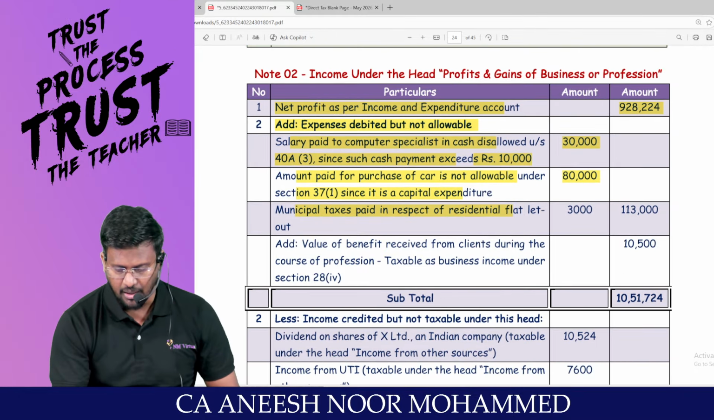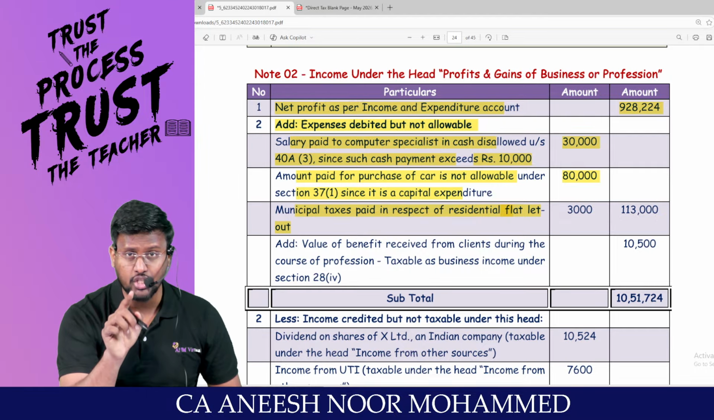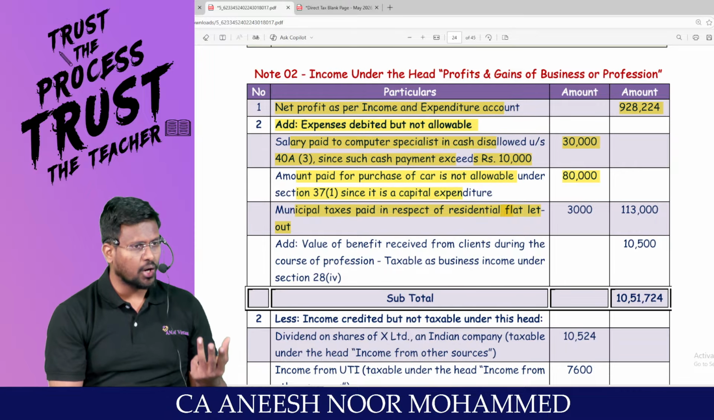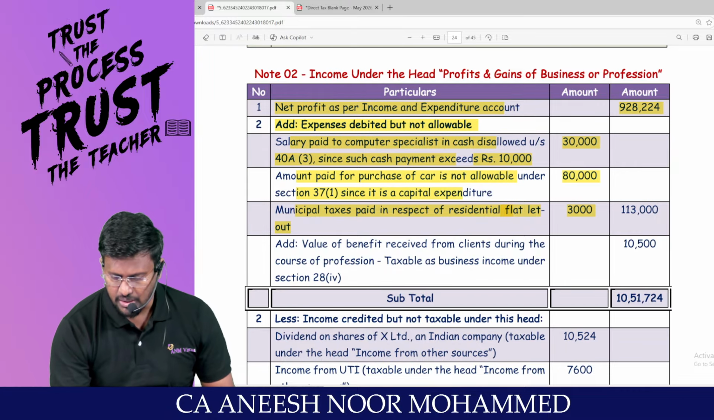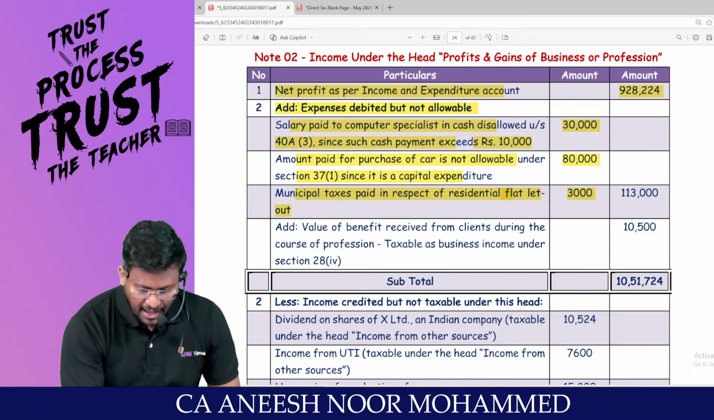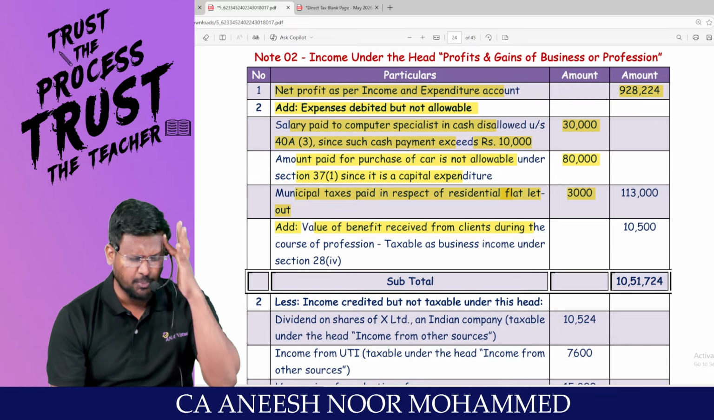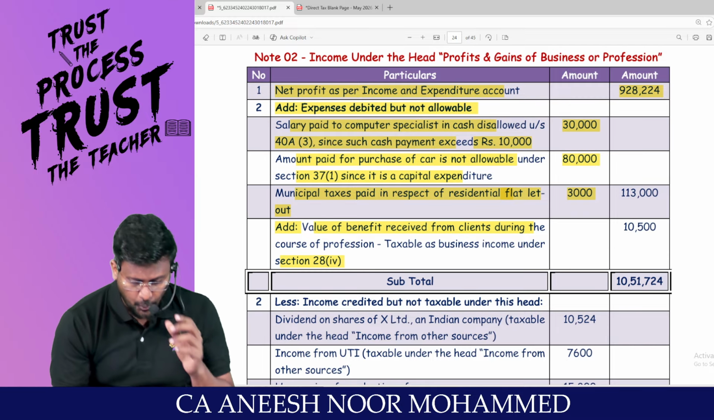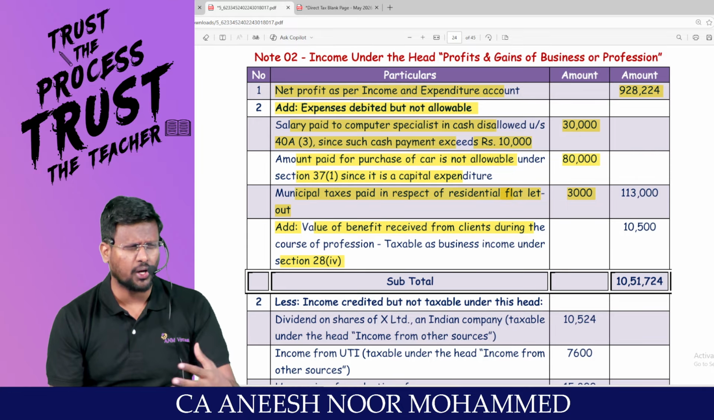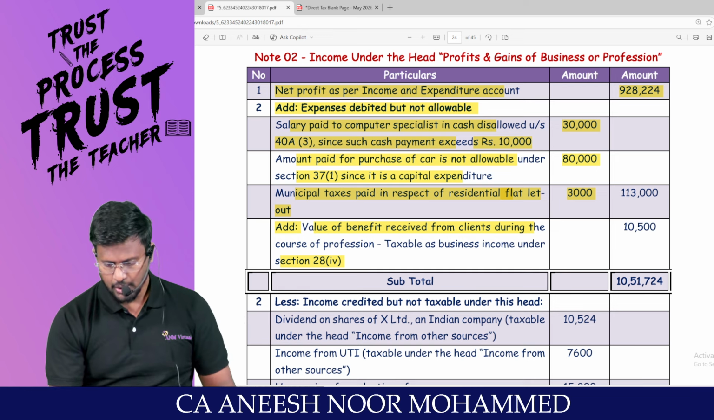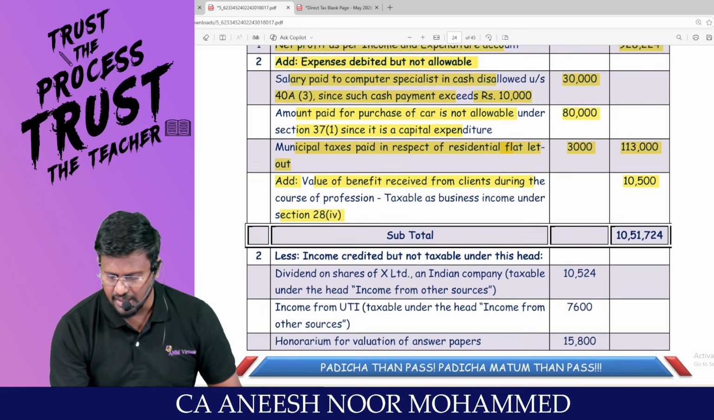Municipal taxes paid in respect of residential flat. This is an impurity for PGBP. This amount of 3,000 should not be debited to P&L account. So this 3,000 should be added back. Add value of benefit received from client. You will miss this point. As per Section 28 clause 4, any gift or perquisite received on account of business or profession should be included under the PGBP. So manually we have to add this 10,500.